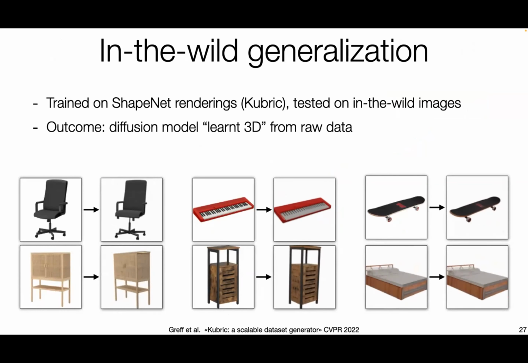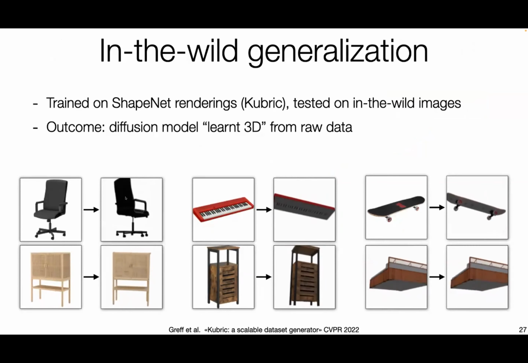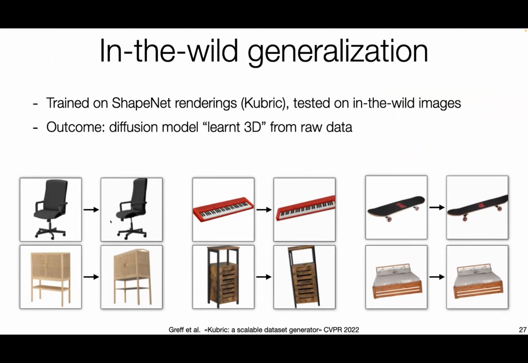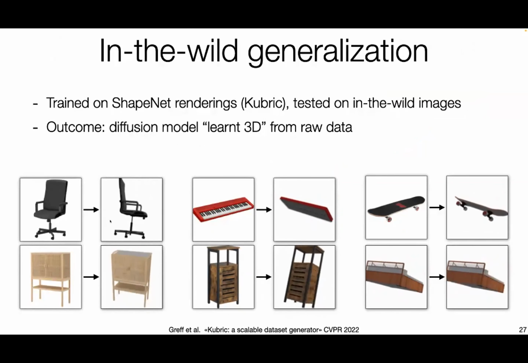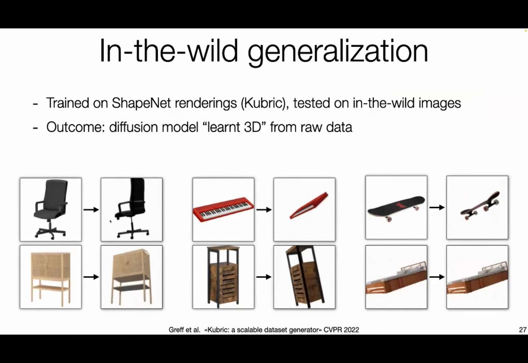These are actually images scraped from the internet, and the network can actually imagine what that object, out of distribution, would look like from different viewpoints. Make sense?